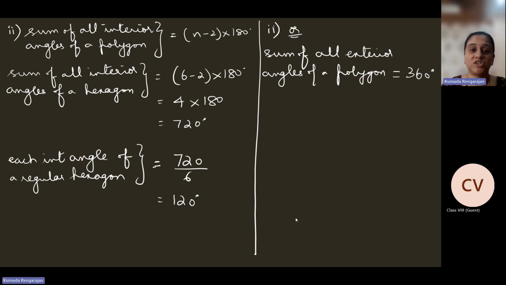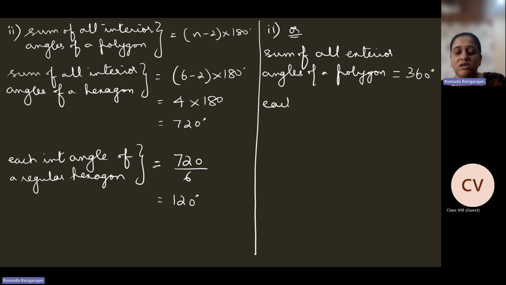The sum of the interior angles will change. As the number of sides increases, the sum of all the interior angles will also keep increasing. See, for a triangle, it's 180. Quadrilateral, 360. Pentagon, 540. Hexagon, 720. So it keeps increasing. But the sum of all the exterior angles is always the same, 360 degrees.